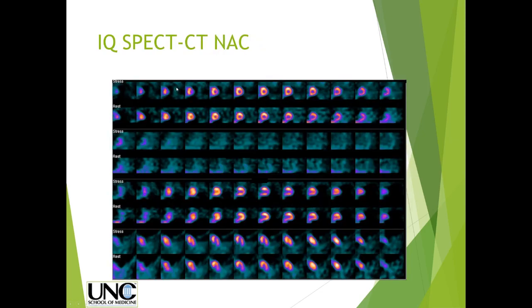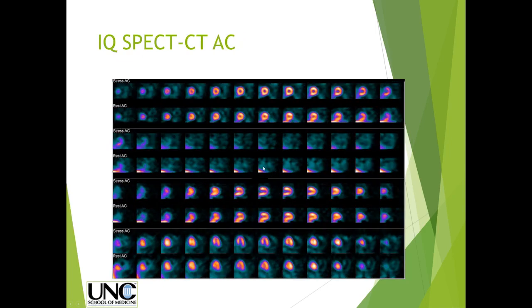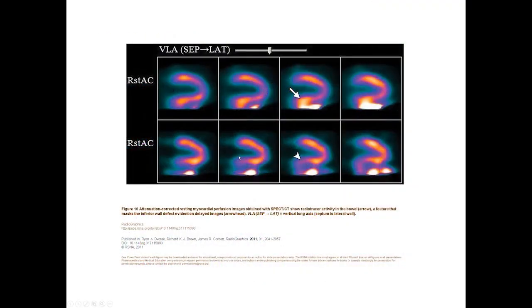For example, this is the non-corrected images, and you can see there's kind of a defect there in the inferolateral walls on the stress and rest study, but the corrected images show that the walls correct out very nicely, and no defects are seen.